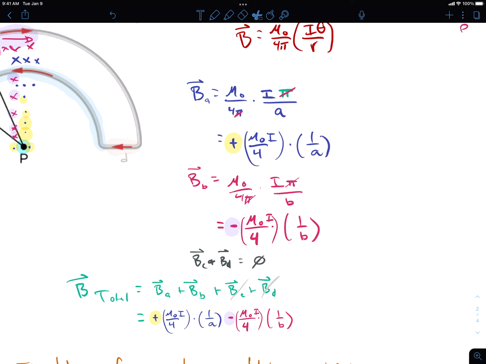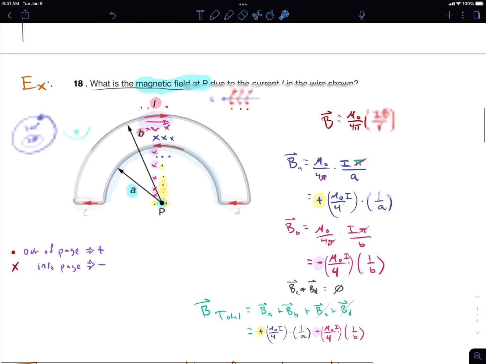So when you put them together, even though you're adding them, one is negative, so they subtract from each other. Your answer will look something like this, and you can see that I have two like terms here, so you could factor this out to get a nice answer at the end. There's our example for the magnetic field due to two circular arcs of wire.